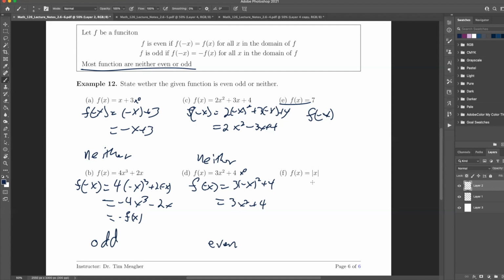Because like this, there are no powers, but you want to figure out if it's even or odd. But if I plug negative x into 7, what do I get? Does anyone know what I get? I'll do this one as I let you guys think about that.